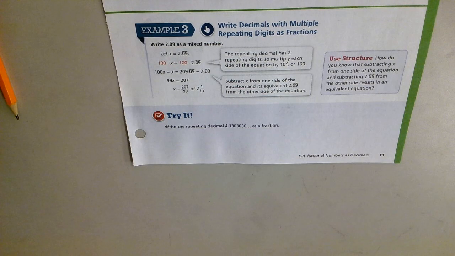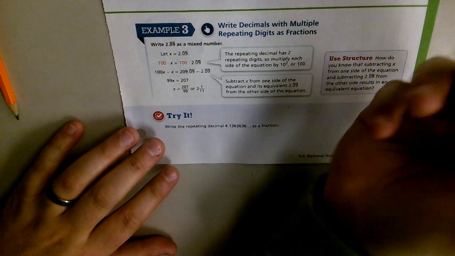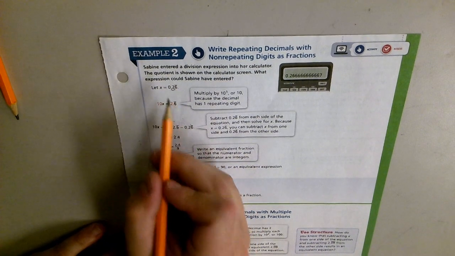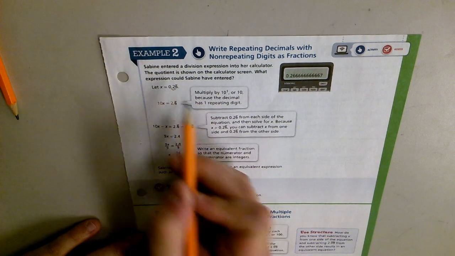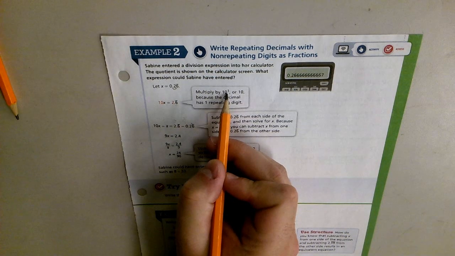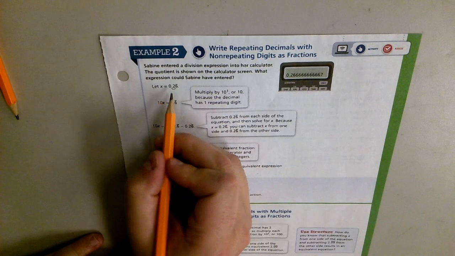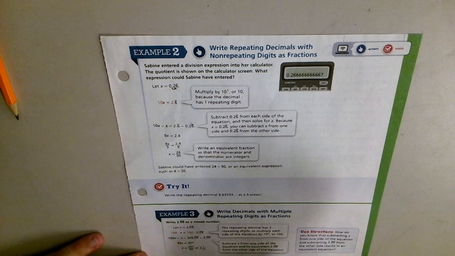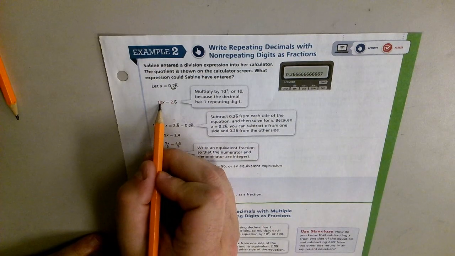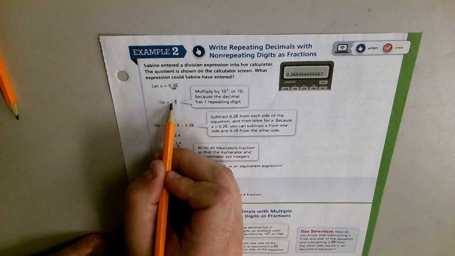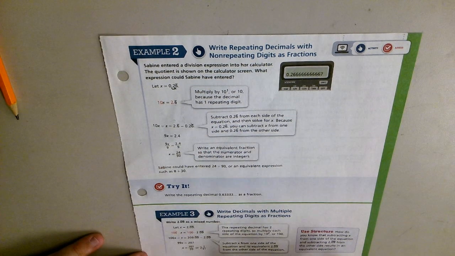All right, we're going to go to the next page, which is page 11. So on page 11, we have another repeating decimal, but this one has one digit that doesn't repeat on it. So what we do is, again, since only one digit's repeating, we're going to multiply by 10 to the first, which is just 10. And all that does is it moves the decimal over one spot. So then we'd get 10x equals 2.6 repeating.